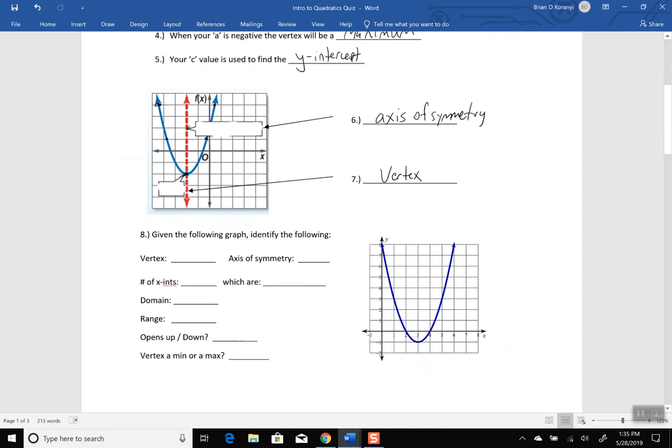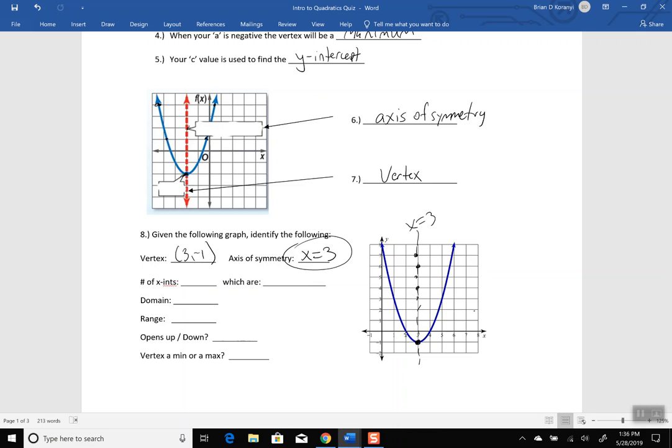Given the following graph, identify the following. The vertex, it's a point. It's located right there. That is the point 3, negative 1. The axis of symmetry, it's a line. It's whatever the x value is of that vertex, and we write it as x equals 3, because that's the equation of a line, where wherever you are on this line, x is always 3. On the flip side, if you happen to do a horizontal line, that would be y equals a number like y equals 2, where y is always 2.